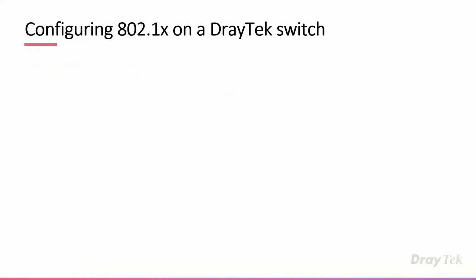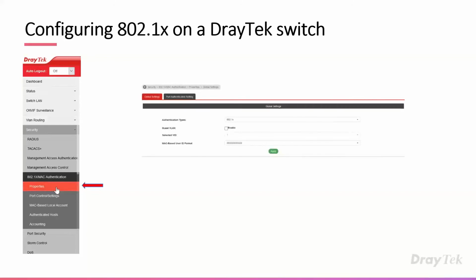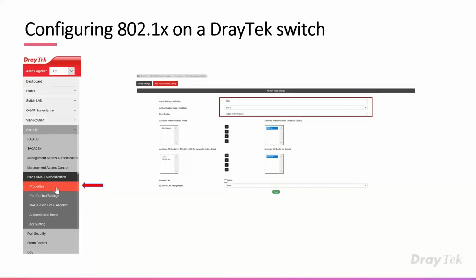So now let's have a look at how we configure this. Back on the switch under security, 802.1x authentication on the properties. We have the authentication type. We set that as 802.1x on the global settings. And then we can move to port authentication settings. In here, for today's webinar, I applied the settings just to one port, port 14. As you can see, the authentication type enabled for that port is 802.1x. And the host mode is set as multiple authentication.